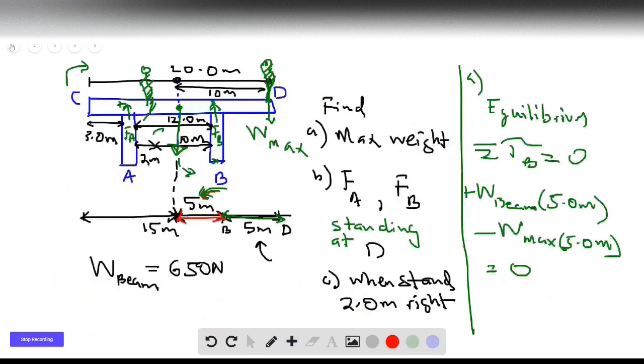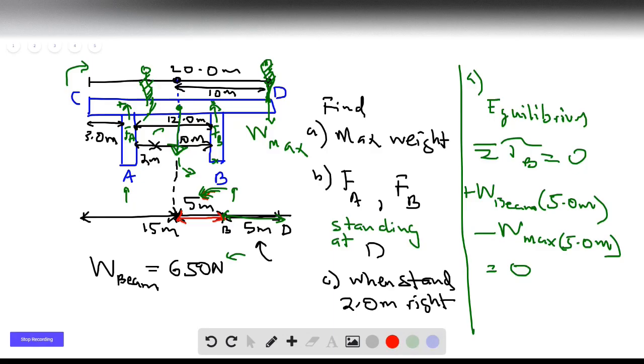So once again, in this problem, it was a beam problem, a beam spanning 20 meters, with the weight at the center of 650 newtons. The beam was supported by 2 walls, A and B, and the walls were pushing up with F of A and F of B. And we wanted to find the maximum weight of the person standing right here. They're pushing downwards, it's just about to tilt, and so the torque around B will be 0.